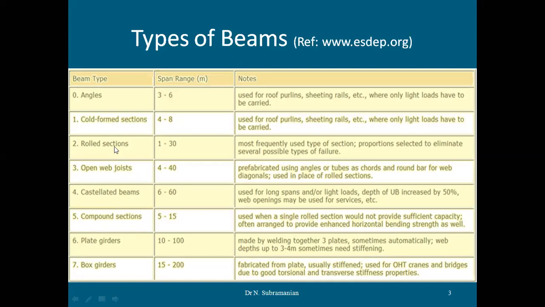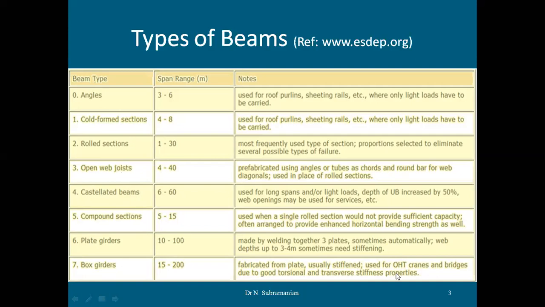The available hot rolled sections as per the steel table and the market are around 600 to 650 in depth. For more than 600, you have to go for built-up sections, which we call plate girders. Open web joists can be used for 4 to 40 meters of span. You can make use of them prefabricated using angles or tubes, with chords and round bars for web diagonals. So this is where we use open web joists, and castellated beams, compound sections, plate girders, and box girders are all different types of sections with different applications.